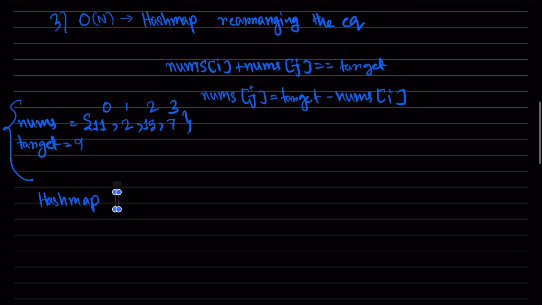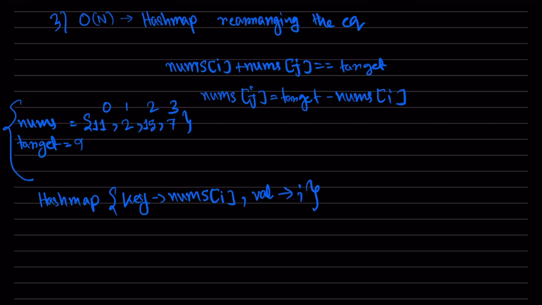So in our hash map, our key is nums[i], my mistake, our key is nums[i], and the value of the key would be the index.